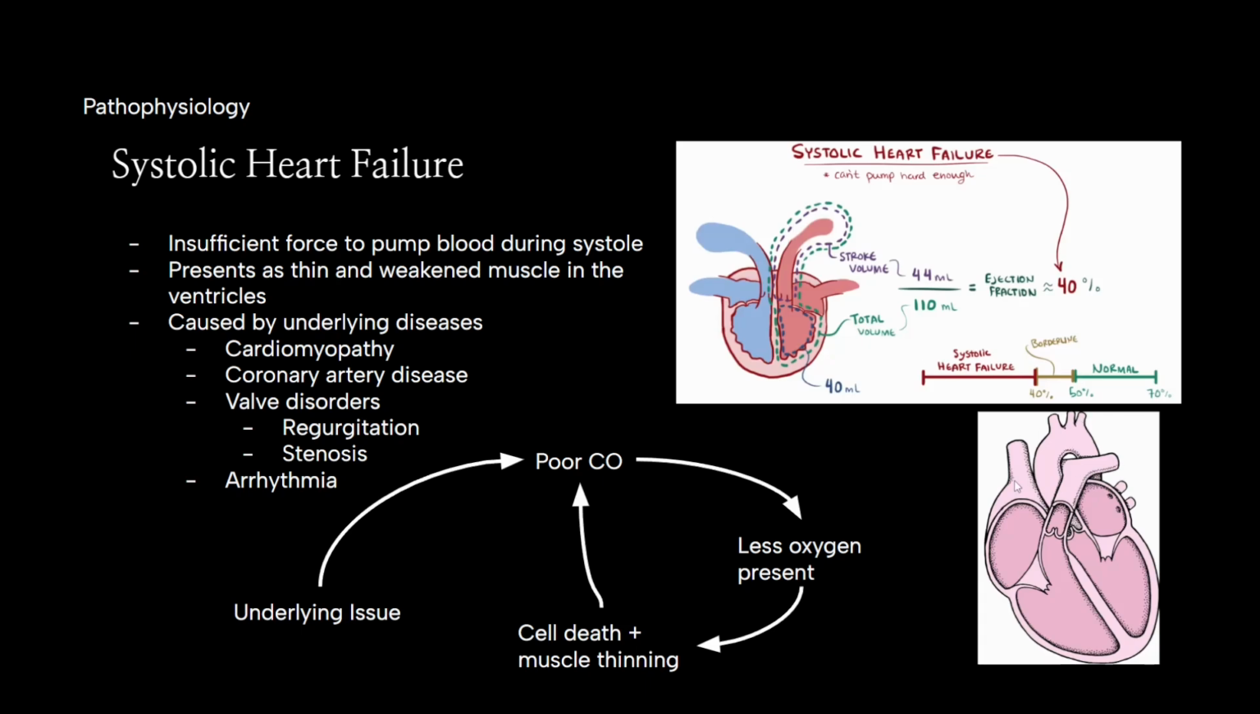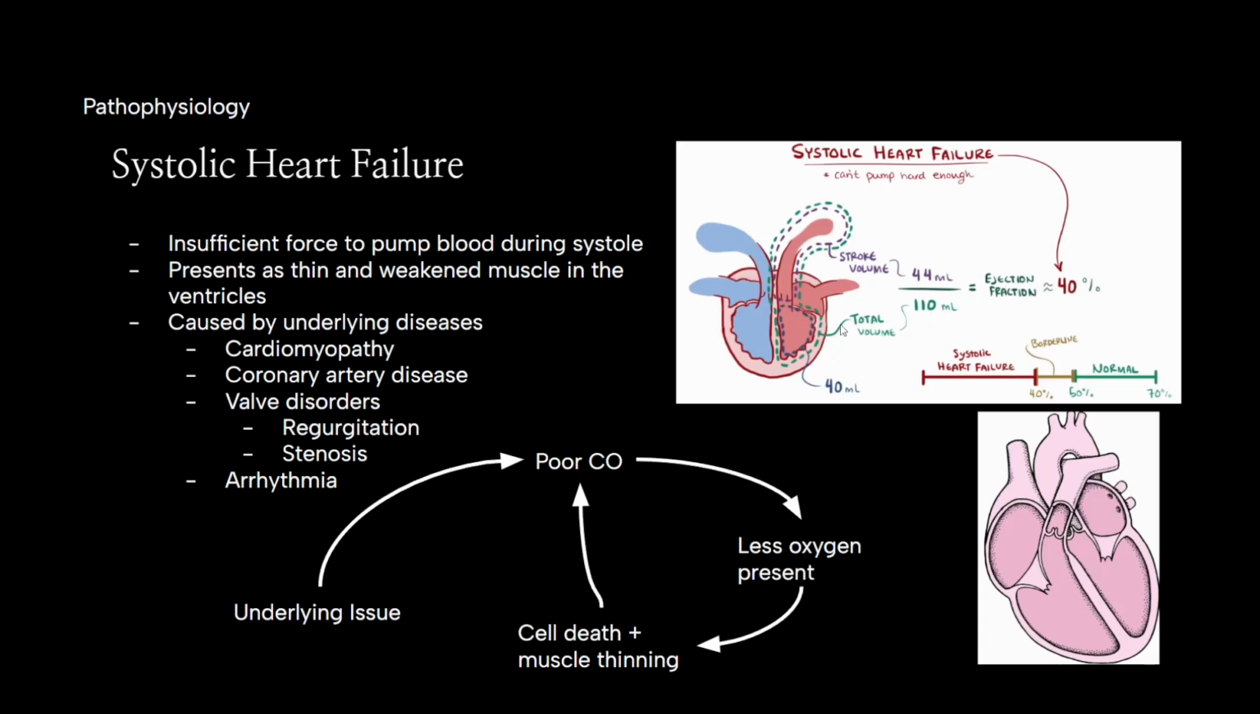So kind of like that same loop, we have an underlying issue. This leads to poor cardiac output. We have less oxygen present for the tissues that need it, and then those cells die and muscles thin, and you're left with an enlarged heart, but with really thin myocardium, especially on the ventricles. And then one of the ways this is diagnosed is via ejection fraction.